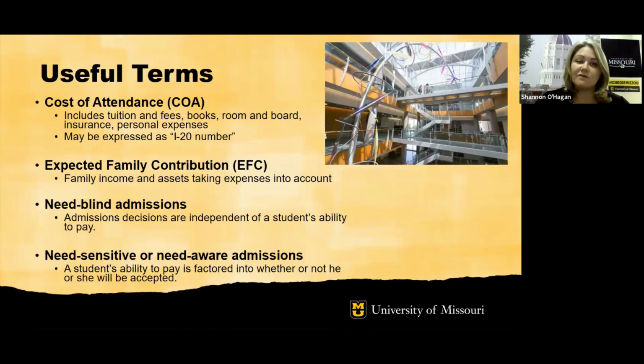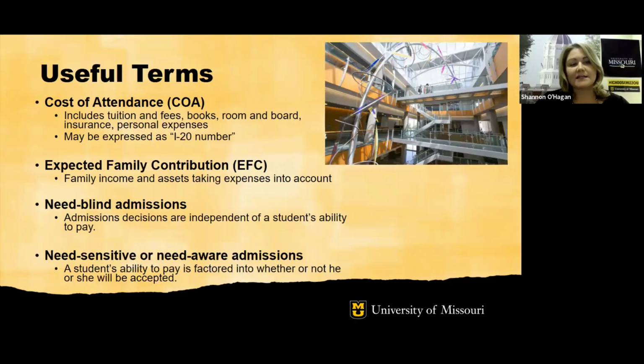You might find that universities will express this as their I-20 number, because this is the dollar amount, the figure that will need to be demonstrated as part of the visa application process in order to apply for a student visa. So when you hear I-20 number, or cost of attendance, this is what institutions are referring to. You can find out more details about how they calculate that for their particular institution.